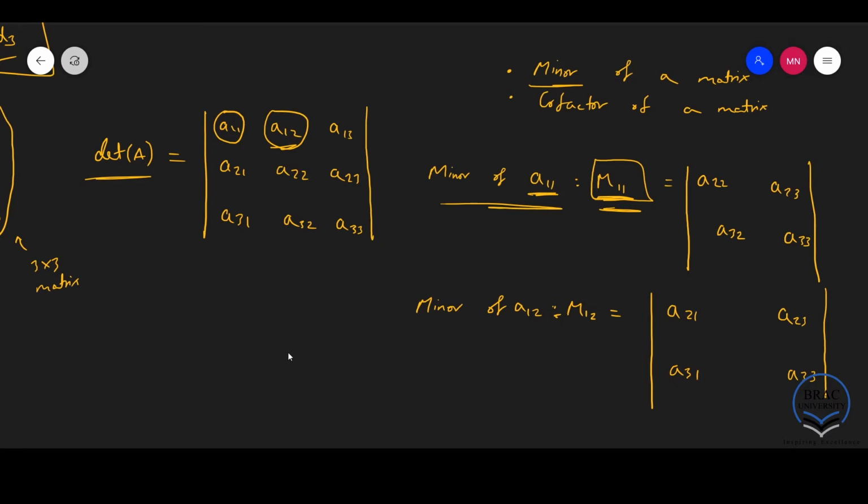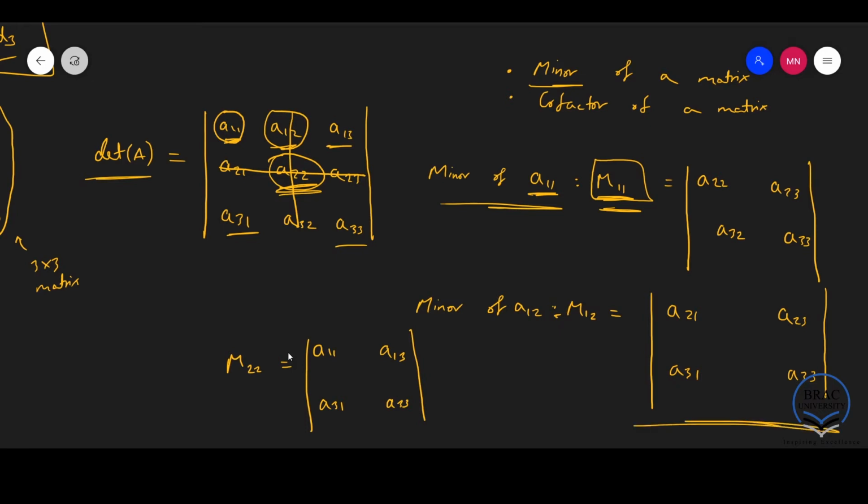If I were to consider instead A22, this entry, then for the minor of this, M22, I will have to eliminate this second row and this second column, right? And I will be left with A11, A13, A31, A33. So I will just have the determinant with these entries A11, A13, A31, and then A33. And we know how to evaluate determinants of a 2 by 2 matrix. So this should be easy to do, right? So these are the minors of the matrix A.